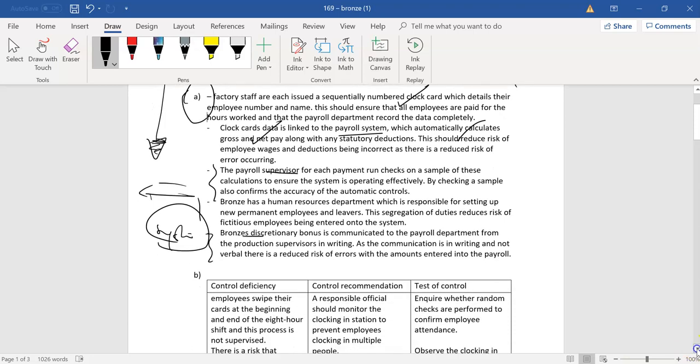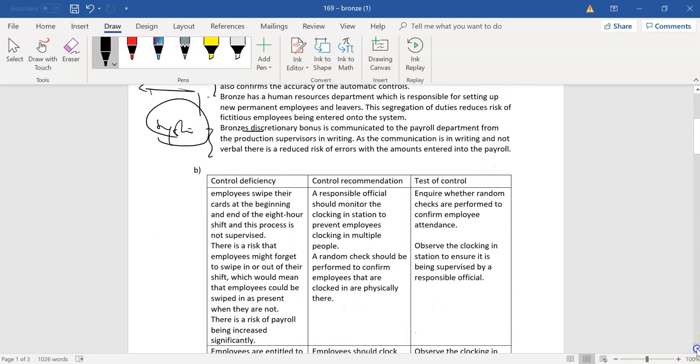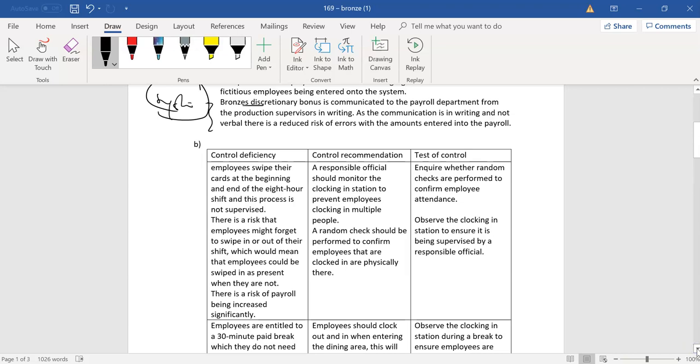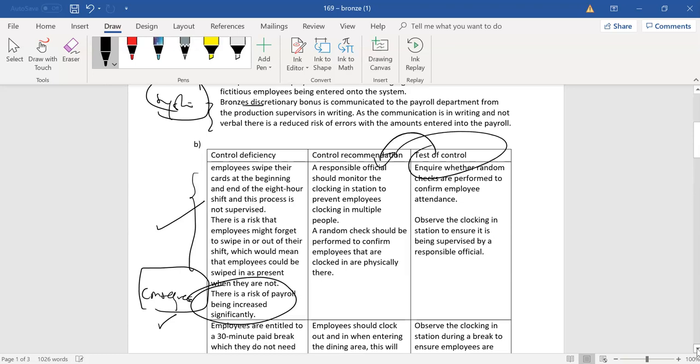Let's carry on. What you've done here is important. I've said several times that you want to talk about the deficiency and highlight the risk or consequence of that deficiency. The marks are literally broken up that way: discuss the deficiency and the consequence, and you do that here. Then all your tests of control are based on your recommendation.